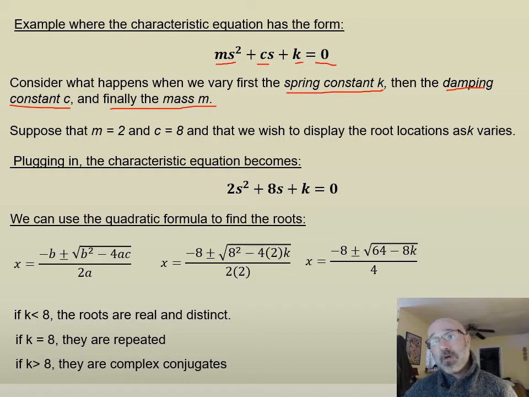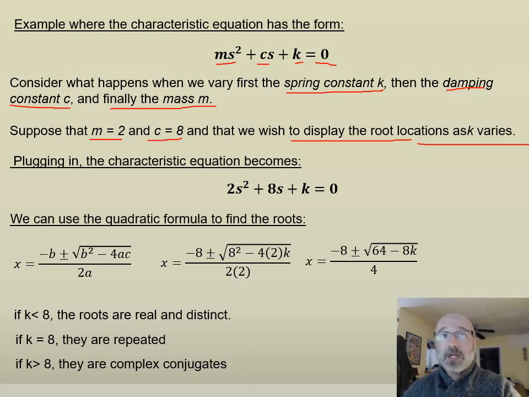Now with this here, what we're going to do to simplify this down a little bit is we're going to give set numeric values. We're going to say we know the mass and we know our damping constant here. So our mass is given as 2 and our damping constant is given as 8 here. So we want to see what's going to happen now if we want to vary our k values. So the way that we're going to do this is we're going to take a look at the display of our root locations as that k varies.